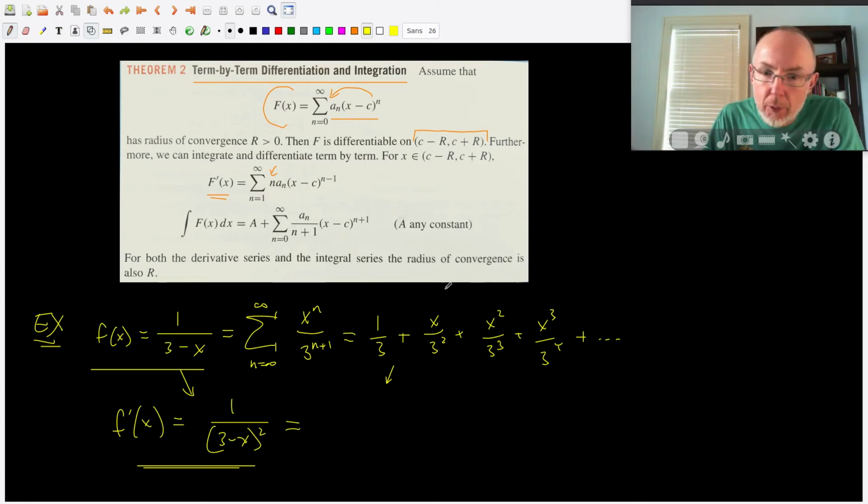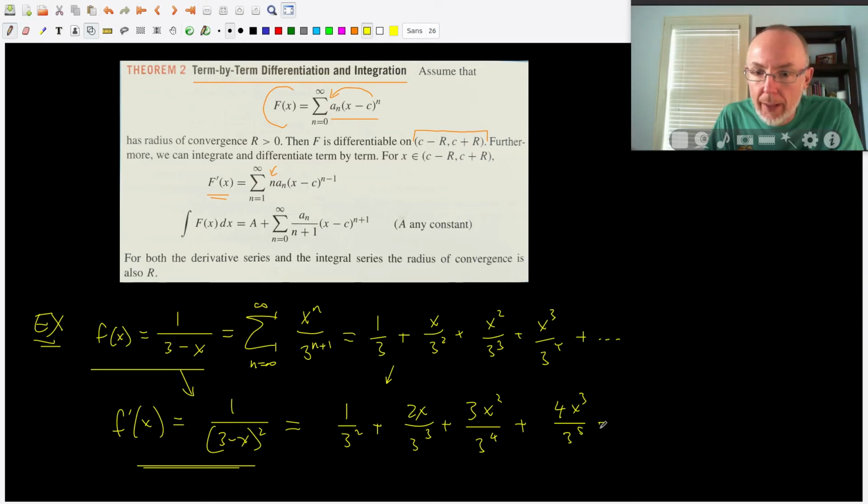So the derivative of this power series is going to be 1 over 3 squared plus 2x over 3 cubed, plus I'm just differentiating here term by term, term-wise in other words. The next one's going to be 4x cubed over 3 to the 5, and the next one's going to be 5x to the 4 over 3 to the 6, and so on.